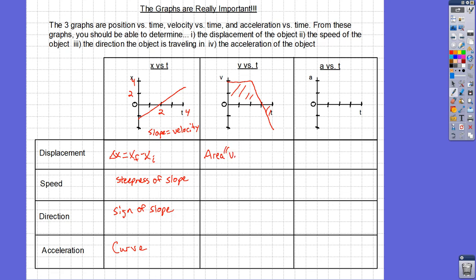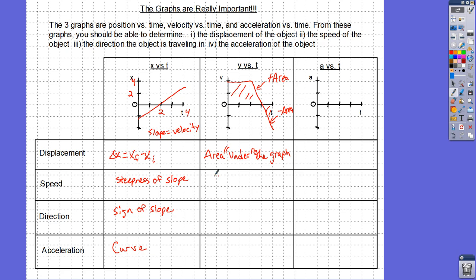I always say under the graph, and I put quotation marks around the under because we want the area between the velocity graph and the t-axis. And remember that this is positive area, and anything below the axis is negative area. So that's how you get displacement.